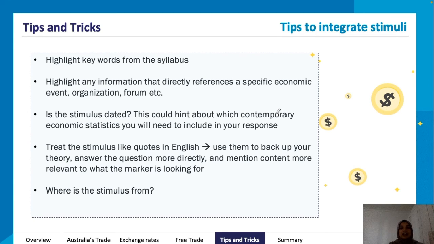Tips to integrate stimuli. Highlight the keywords from the syllabus. Highlight any information that directly references a specific economic event, specific organization, forum, whatever it is. Those things can be really important in helping you achieve success. Is the stimulus dated? This could hint at which contemporary economic stats you will need to include in your response. So when you have graphs, they're dated, look at that.